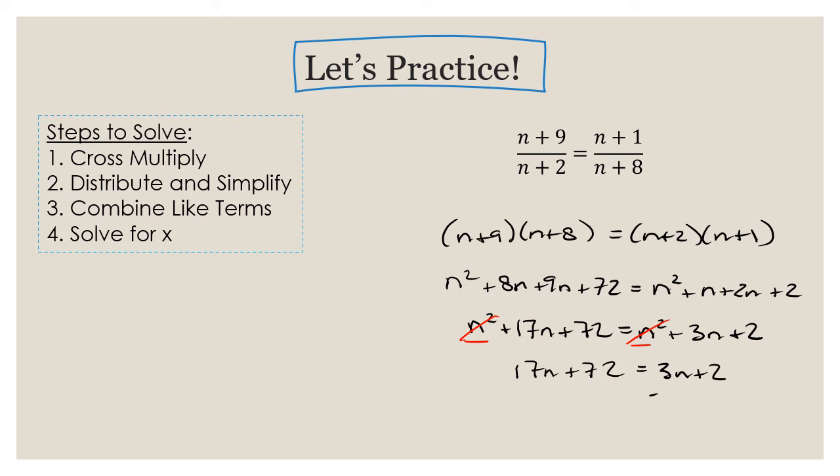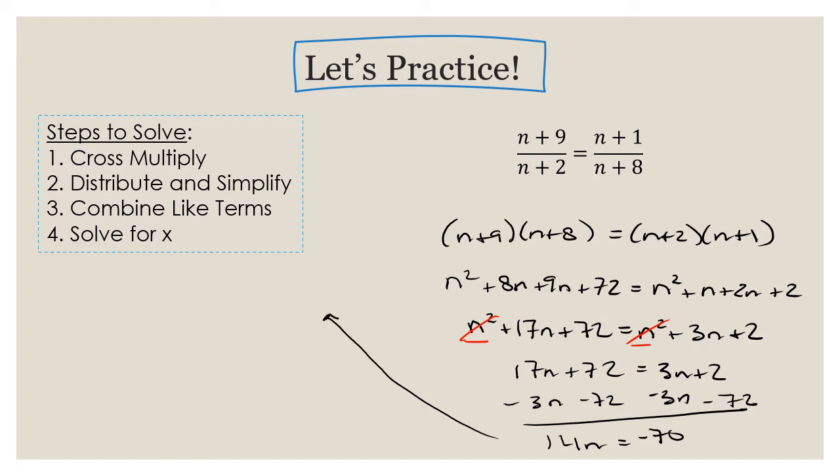Now let's move 3n to the left, and let's move 72 to the right, and I get 14n equals negative 70. Divide by 14 on both sides, and I get n equals negative 5.